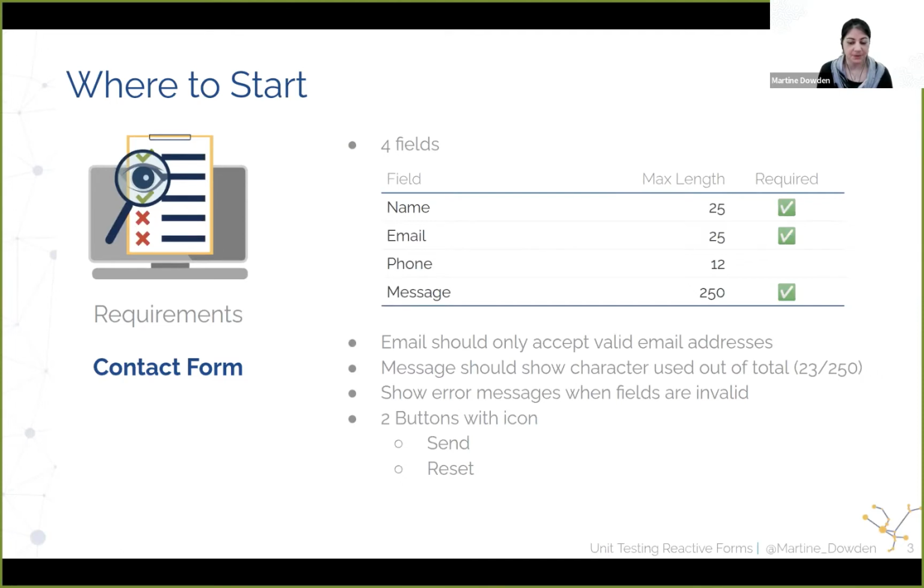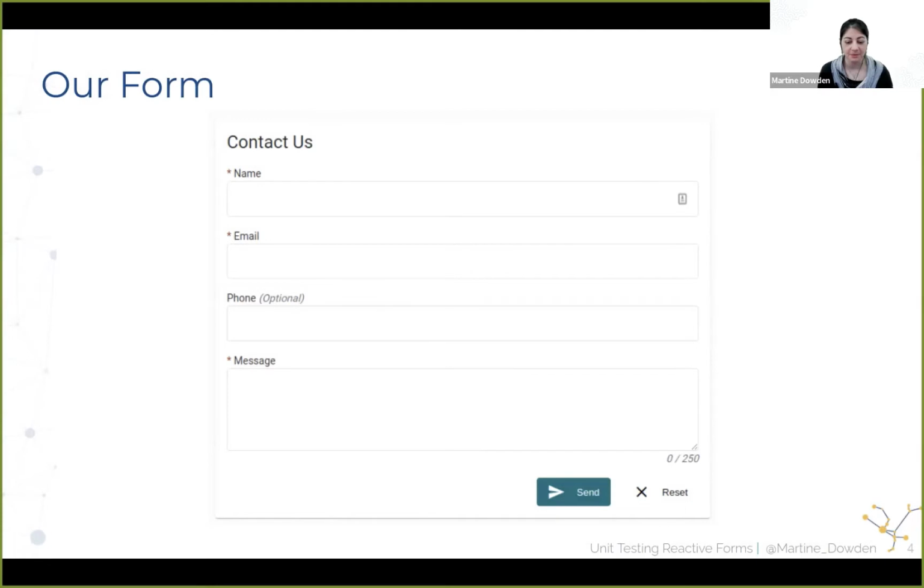For our message, we want to show what our message count is. If there's an error in a field, we want to show the error. And then we have two buttons, a send and a reset. So we end up with something that looks like this. I used Angular, with standard HTML and CSS.